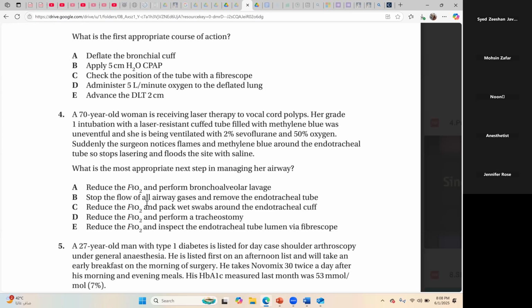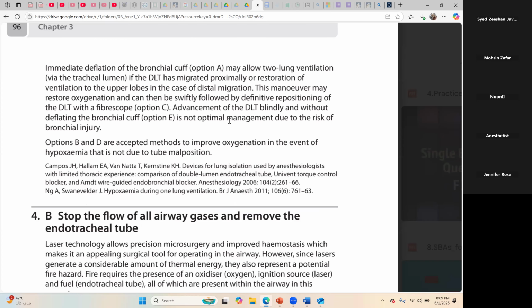Stop the flow of all gases, reduce FiO2 and perform bronchoalveolar lavage, which should not be the first. Stop the flow of all airway gases and remove the endotracheal tube. Reduce FiO2 and pack a wet swab, perform a tracheostomy. I think this will be the answer: stop the flow of all gases and remove the endotracheal tube. Let's see what the answer is.